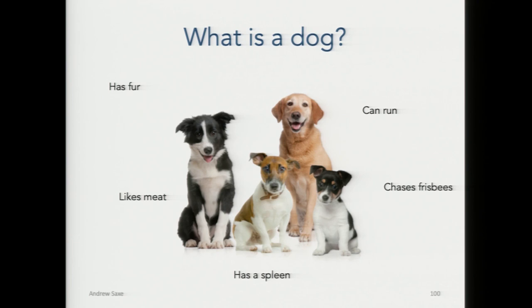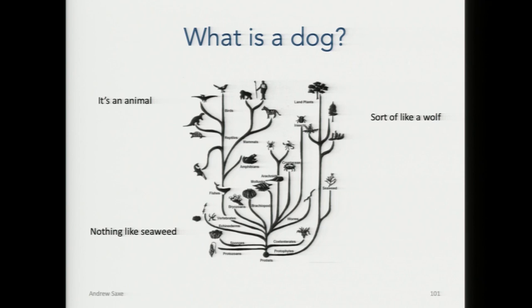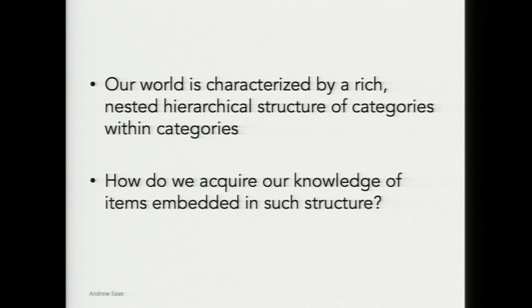And in fact, you couldn't really say what a human means by a dog without putting it in relation to all the other knowledge you know. So you would be able to say things like, a dog is an animal, it's kind of like a wolf, and it's nothing like seaweed. And in general, our world does seem to have this sort of rich, nested hierarchical structure of categories within categories. And the question is, how do we acquire this kind of knowledge over development? Of course, you're not born with it, so you do seem to learn it.